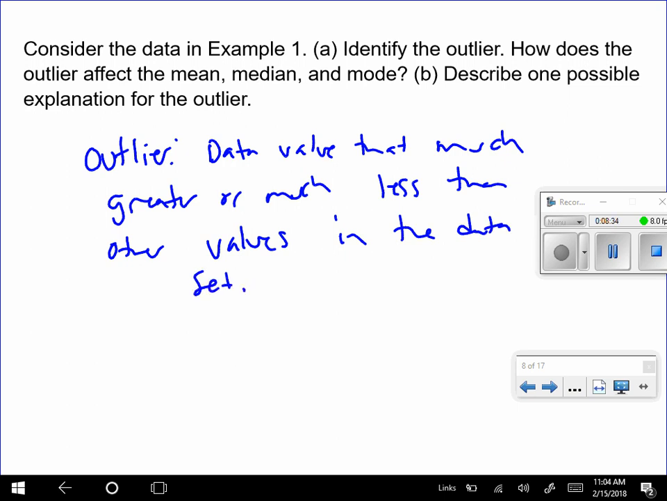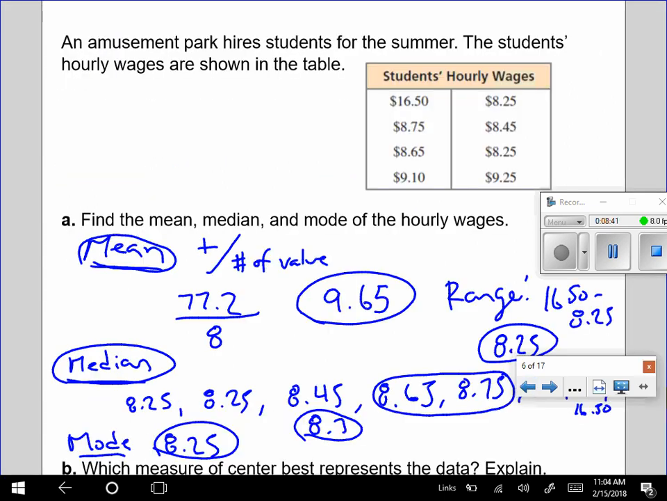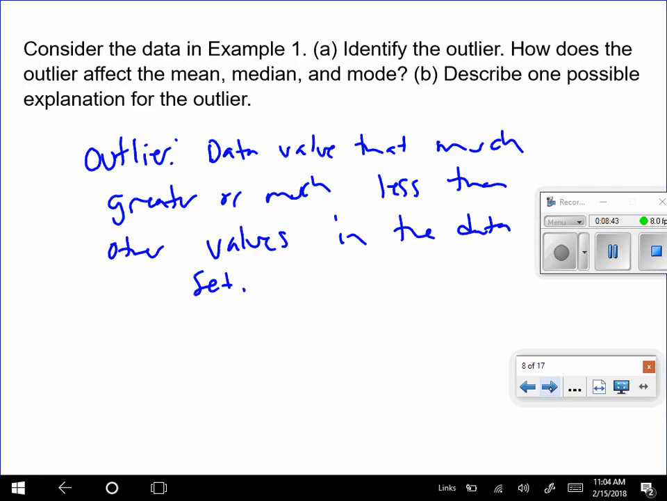So we already kind of talked about this. That outlier in this example, that 1650 here, definitely changes our mean, median, and mode. How do you think it affects that mean, median, and mode? And maybe describe one possible explanation for the outlier. Why would that person's be so much higher? I want you to think about that a little bit. How does it affect the mean, median, and mode? And then think about one possible explanation for that outlier.